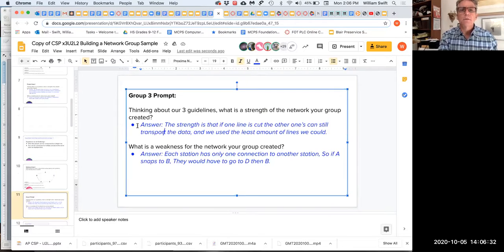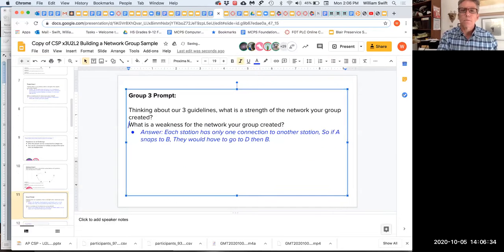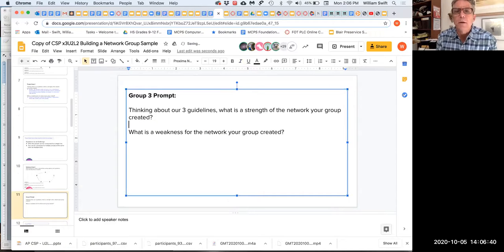Okay, let's try this. Get rid of some answers. And I'll ask you, thinking about our 3 guidelines, what is the strength of the network your group created? This is going back to whatever you created. What is a strength of the network that your group created? Come on, this shouldn't be hard. Just think up what's a strength.